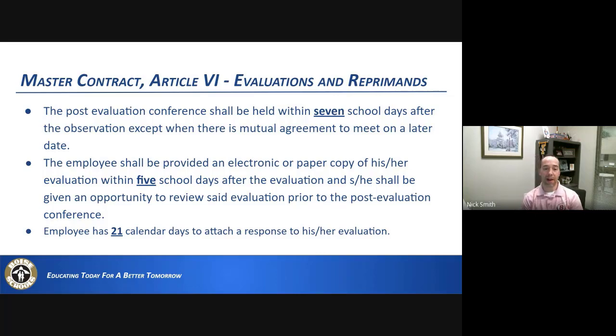The employee needs to be provided an electronic or paper copy of the evaluation within 5 days after the evaluation has been done. So similar to the observation, we have 5 days to get them the form, and then you have 7 days to schedule that post-conference. And then the employee has 21 days to attach a response to their evaluation. So they can basically file a rebuttal to the evaluation within 21 days. Again, the contents of the evaluation is not grievable, but if we mess up on the process, that is something that they could grieve. Any questions on that?